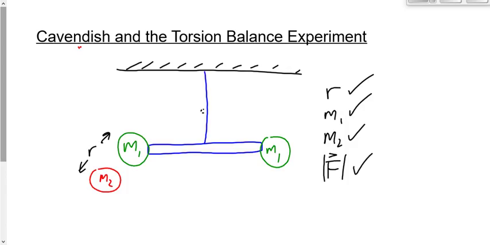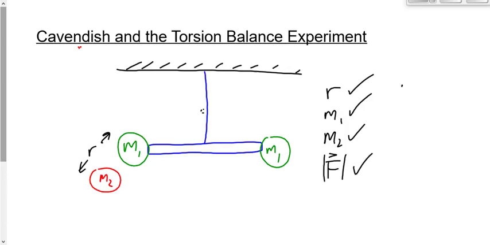Does that make some sense? It's kind of like using a spring scale with a spring in it, right? By knowing the stretching properties of the spring, you can measure how much force is applied to the spring. By knowing the twisting properties of the thin wire, you can deduce how much force is applied on the thin wire. So that's how he measures force.